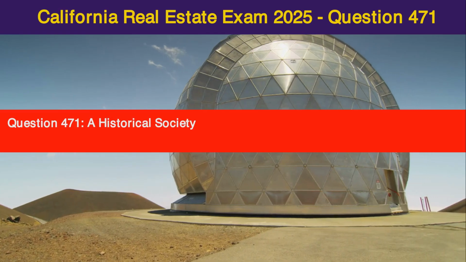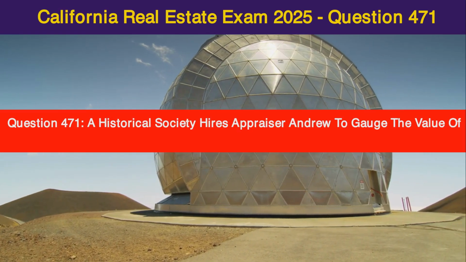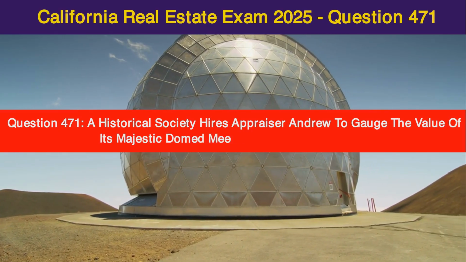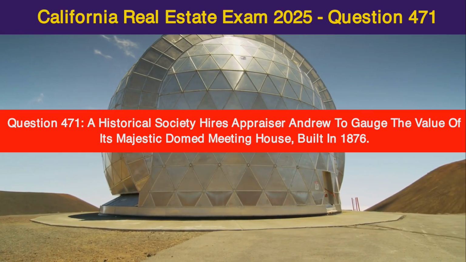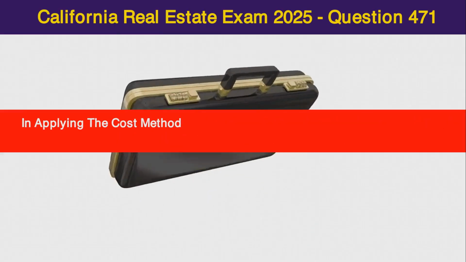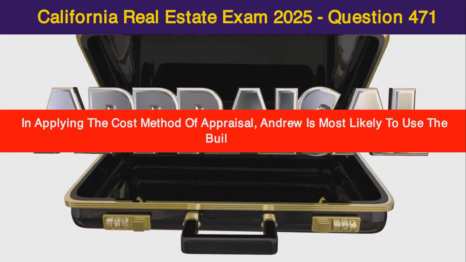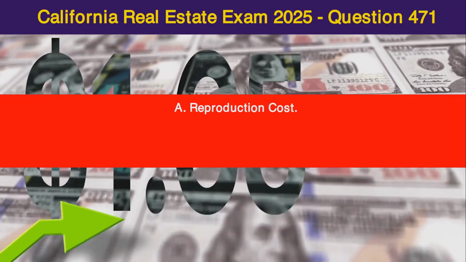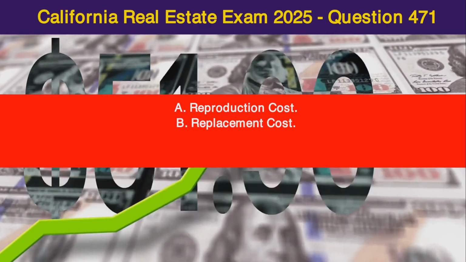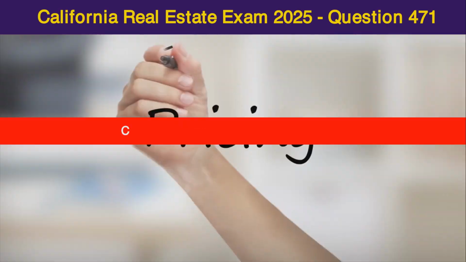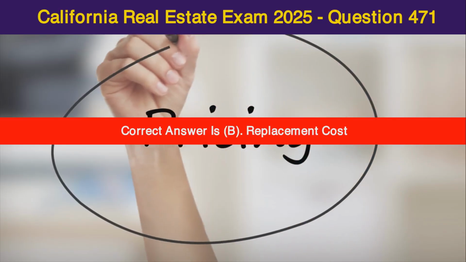Question 471. A historical society hires appraiser Andrew to gauge the value of its majestic domed meeting house, built in 1876. In applying the cost method of appraisal, Andrew is most likely to use the building's: A. reproduction cost, B. replacement cost, C. both A and B, D. none of the above. Correct answer is B.